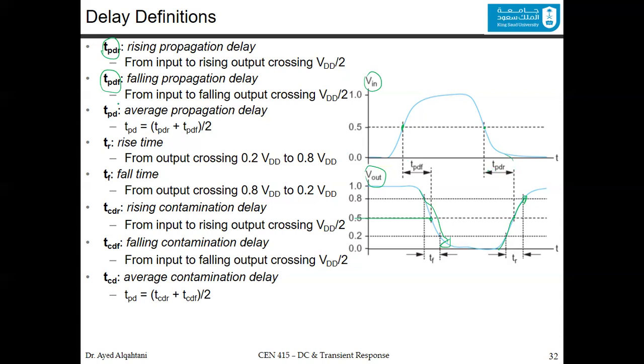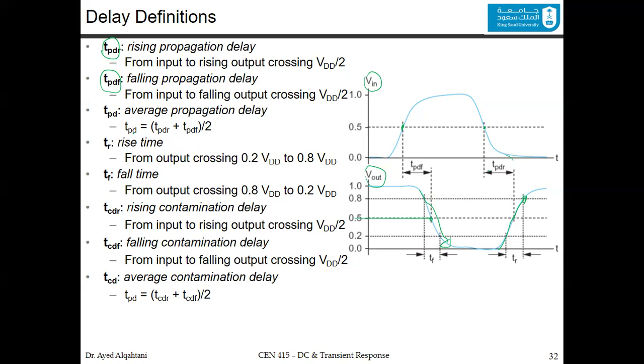Now to find the propagation delay of the circuit, being an inverter in our example, or any gate, if you have the simulation values here, you can find the propagation delay using many methods. One of the simplest methods is to average those two times. tPDR plus tPDF divided by 2, and you find the propagation delay.